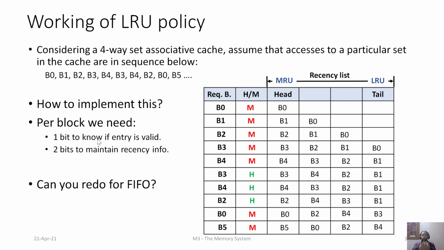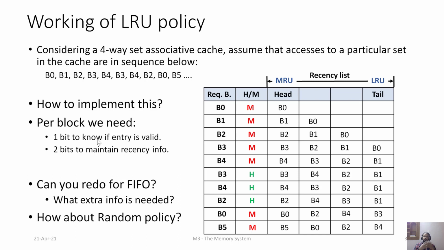And I would suggest you redo the same experiment, meaning consider a four-way set associative cache and consider the same sequence of accesses, and try to implement a FIFO and see how the cache controller would implement it. And in the process you will also be able to identify how many hits and misses there are. And you can also figure out if you need any additional info apart from this valid bit and recency info. So the recency info for FIFO would be handled differently, but still we need some additional bits. So figure out what needs to be done there.